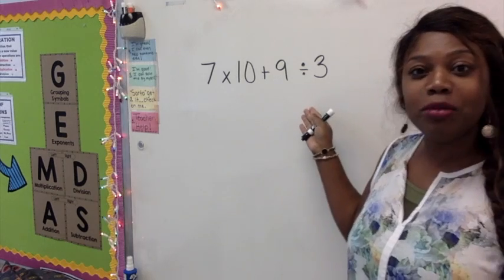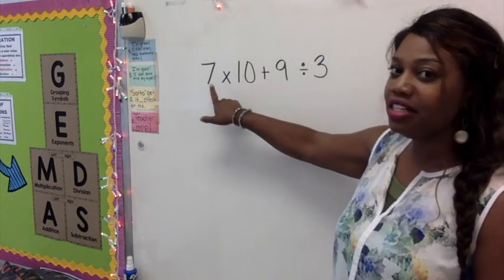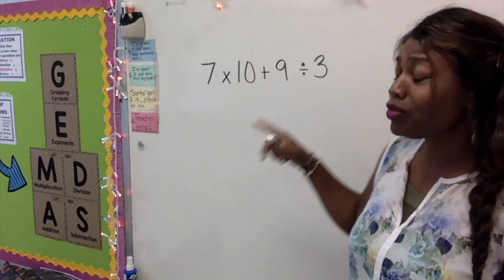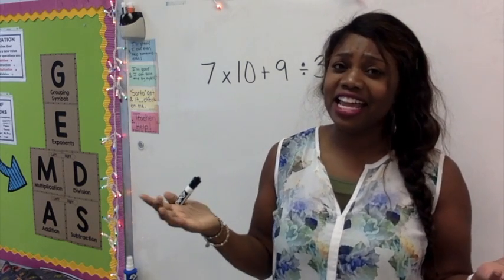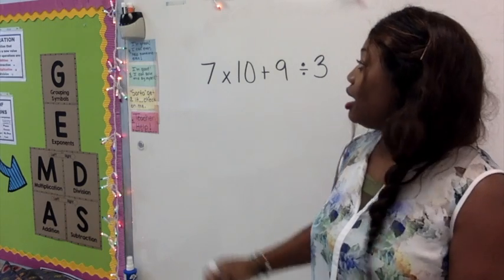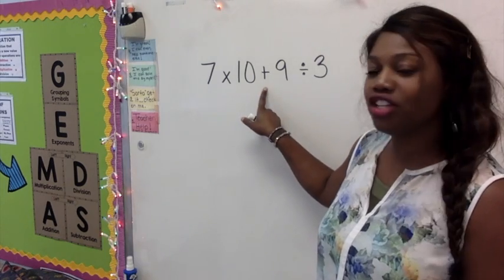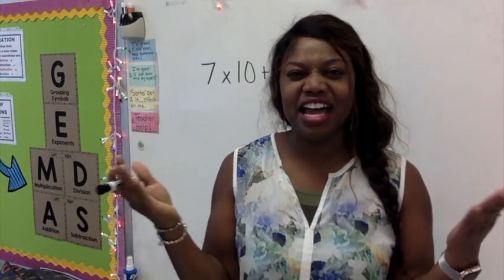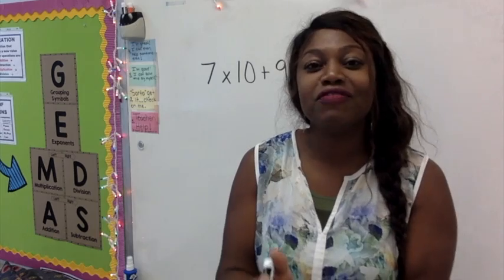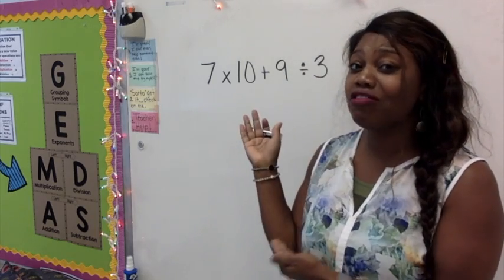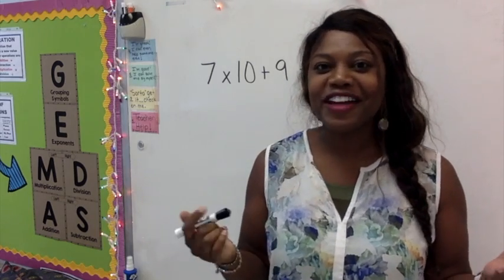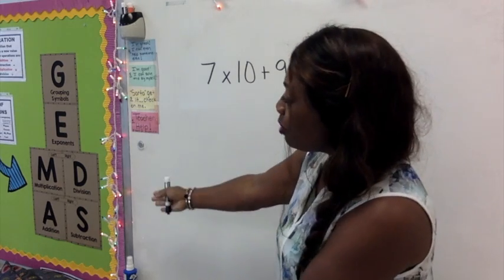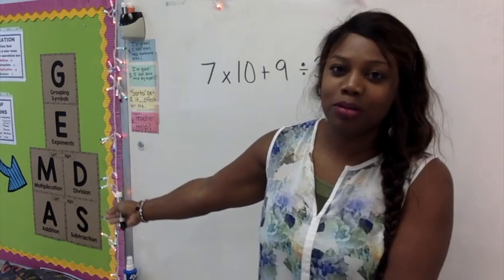Here I have a numerical expression. I have 7 times 10 plus 9 divided by 3. Well, I have a lot of numbers and I have different operations. I have multiplication, addition, and division. Now, chaos would rule the world if we did not have an agreed upon method for solving expressions that have more than one operation. So we do have an agreed upon method, and that agreed upon method is the order of operations, which we call GEMDAS.